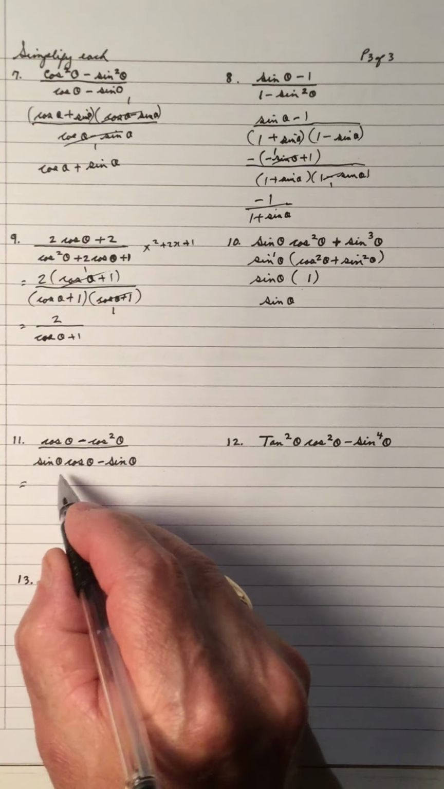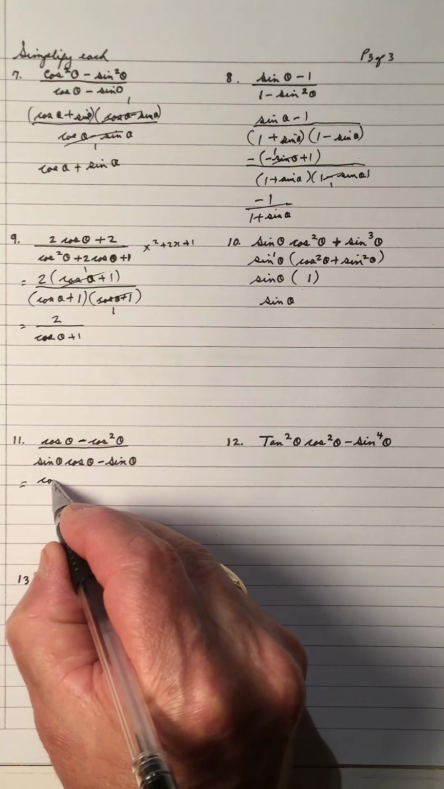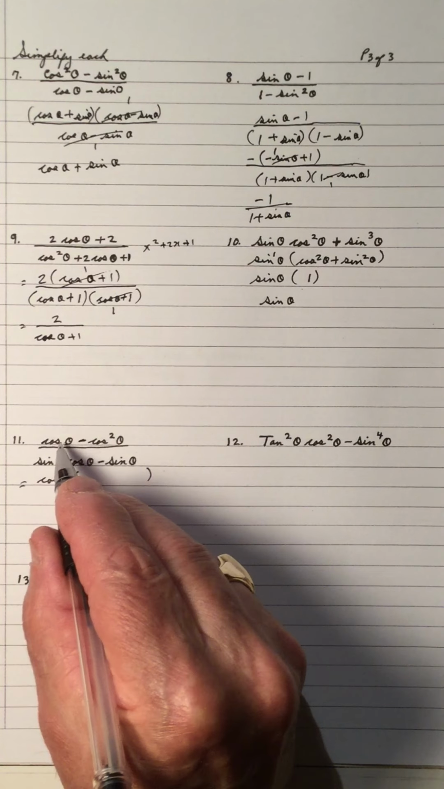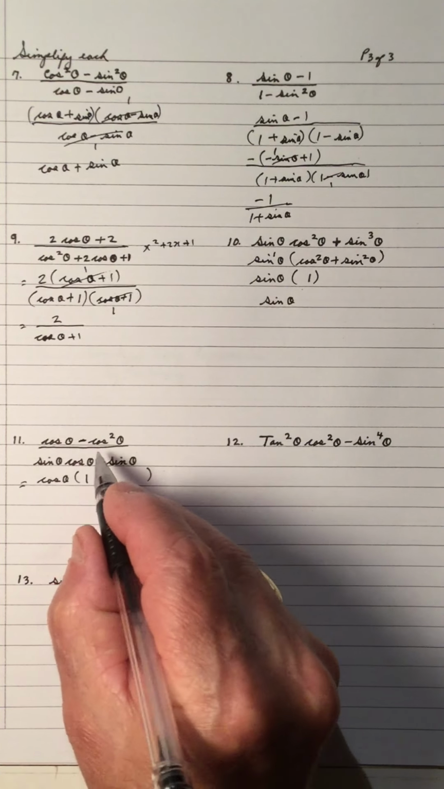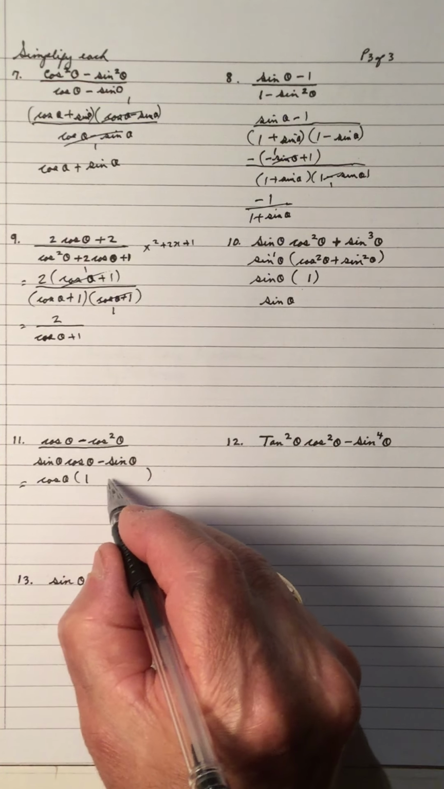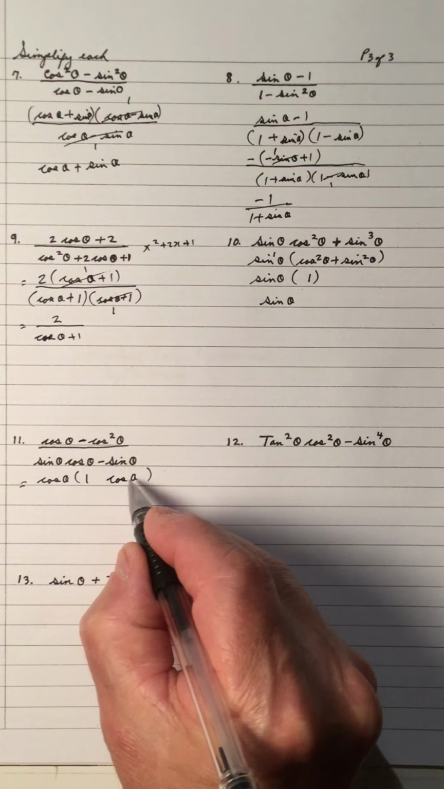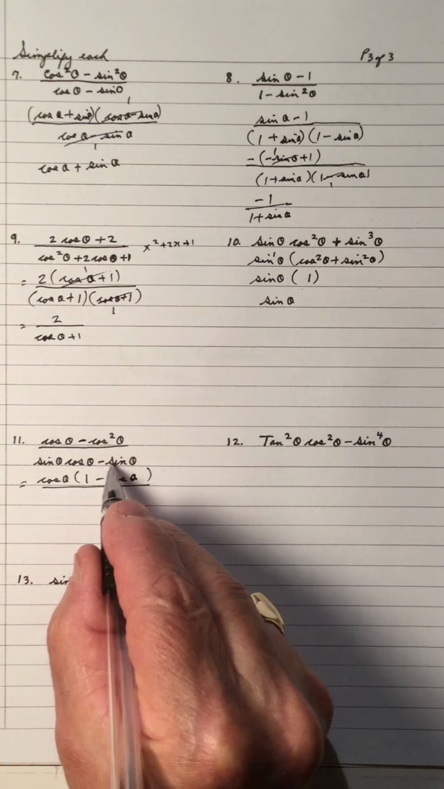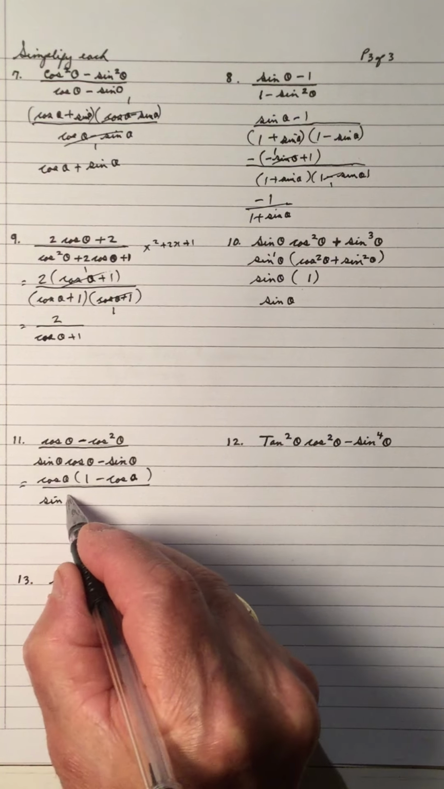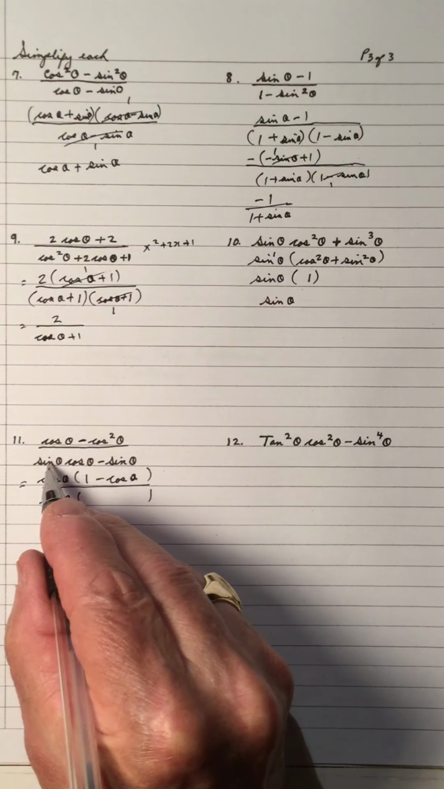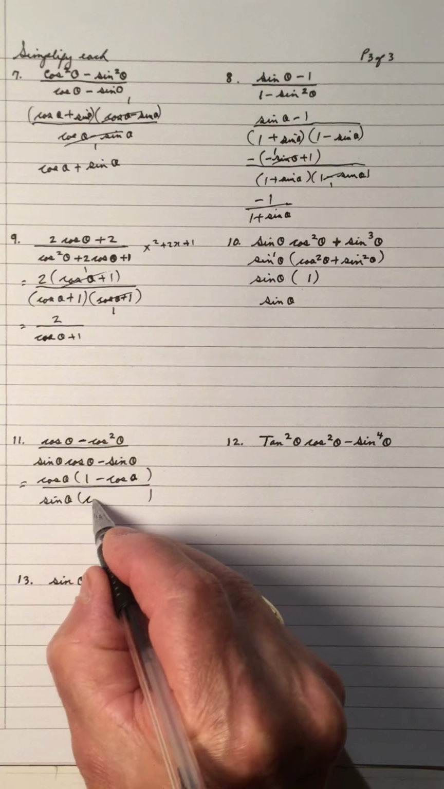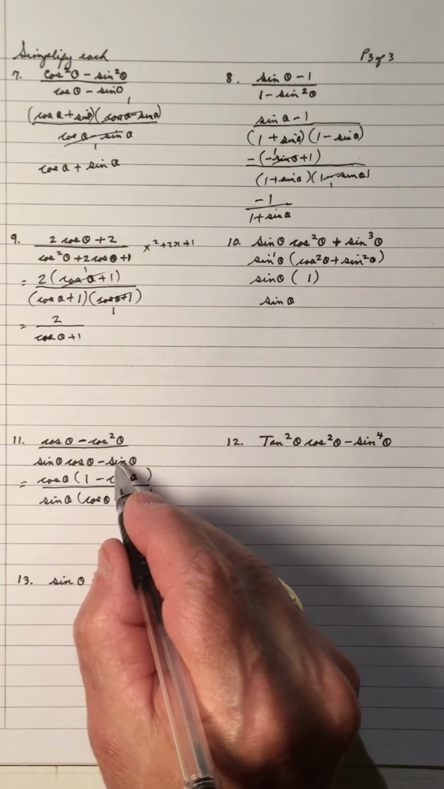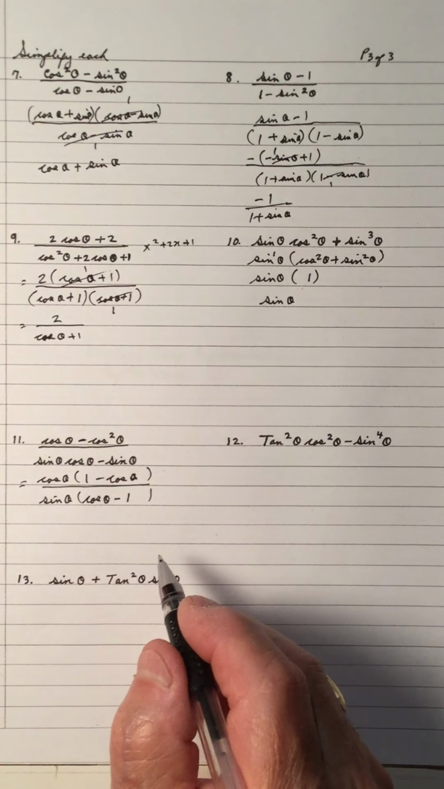Number 11. The numerator has a cos as a common factor. Cos is the GCF, so I'll take cos out. Cos divided by cos is 1. Cos squared divided by cos is cos theta. Minus. Your denominator has sine as a GCF, greatest common factor. So sine cos divided by sine is cos. Remember, I'm not saying theta because it's understood. Sine divided by sine is 1.